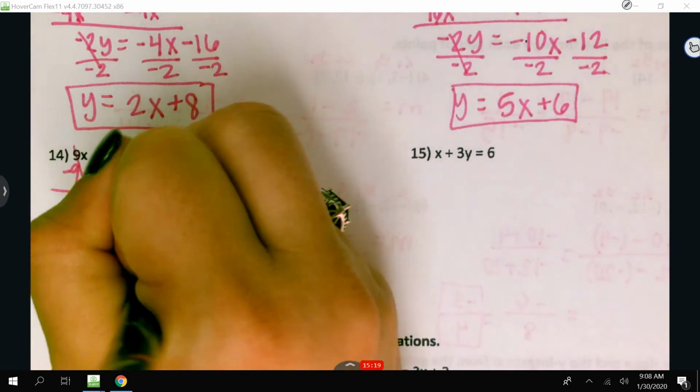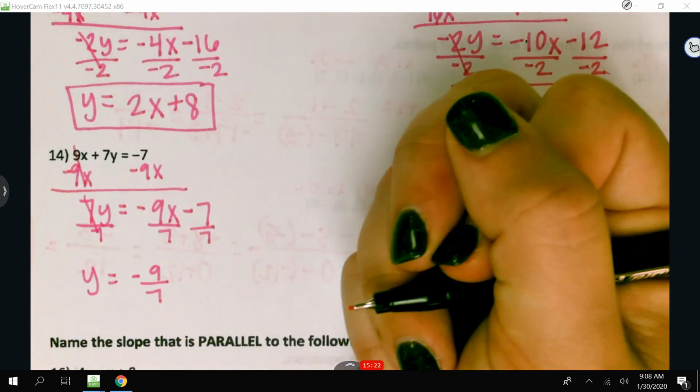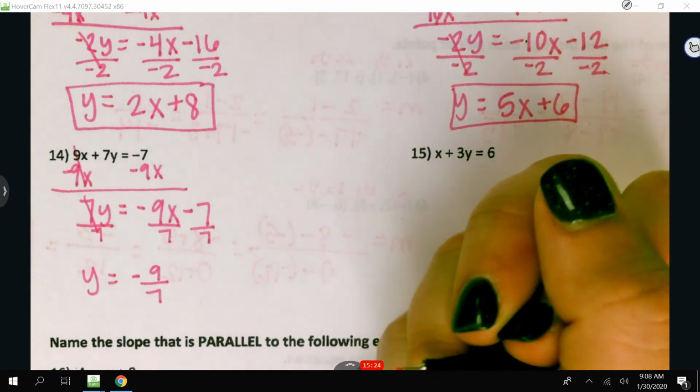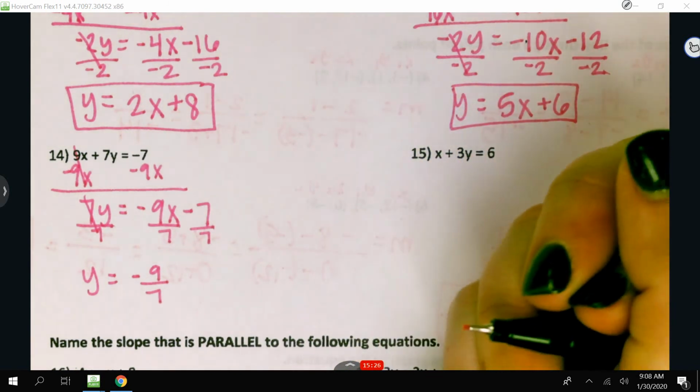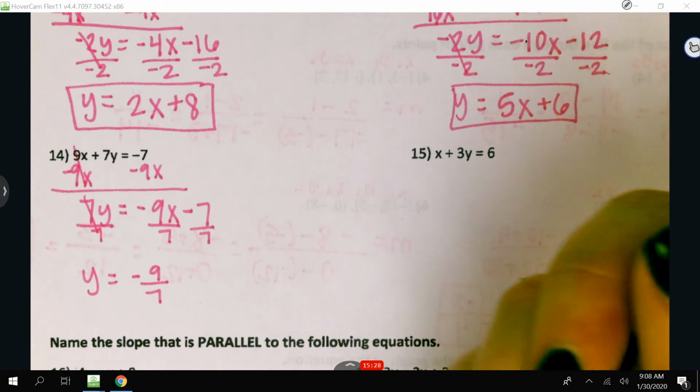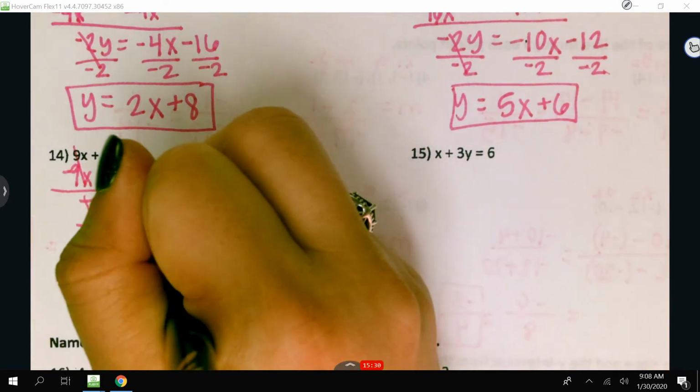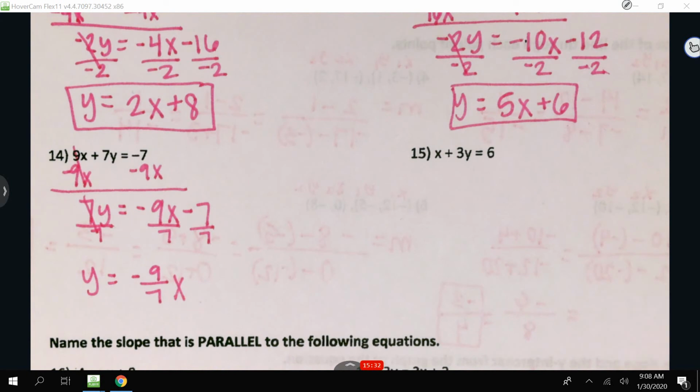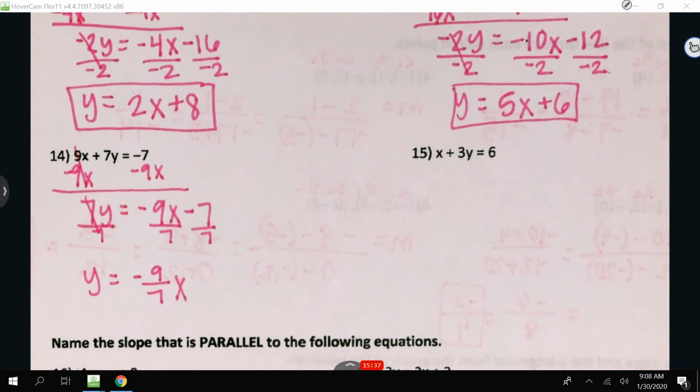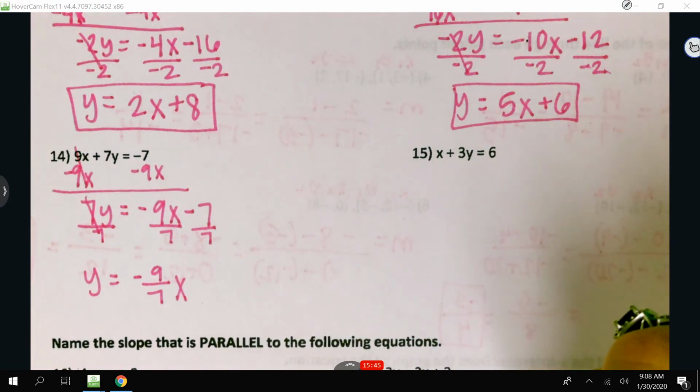Would I want to change that to 1 and 2/7? No. Can slope be in a mixed number? No. You have to keep it like that as an improper fraction. You would not be able to graph a mixed number using slope. You could graph a b that's a mixed number, but you can't find how much do I go up and over with a mixed number.